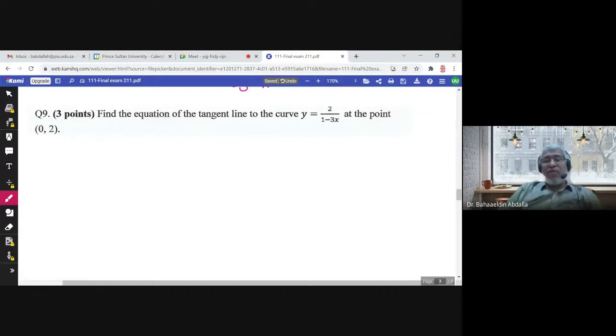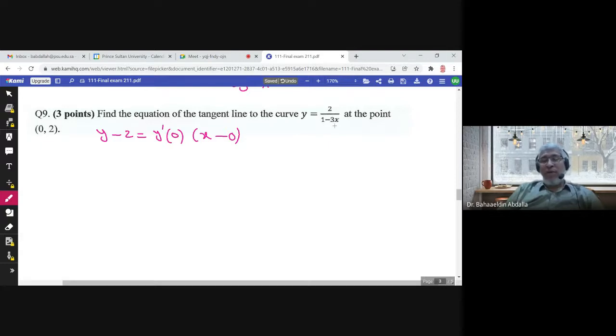Find the equation of the tangent line to this curve at the point 0, 2. Well, the equation of the tangent line would be y minus 2 equals y prime, the slope, which is y prime at 0, times x minus 0. So I need to find y prime at 0.